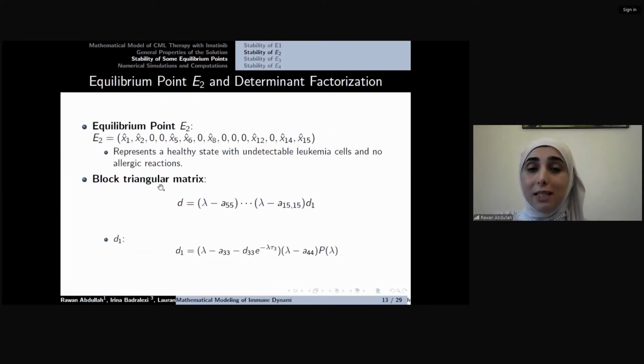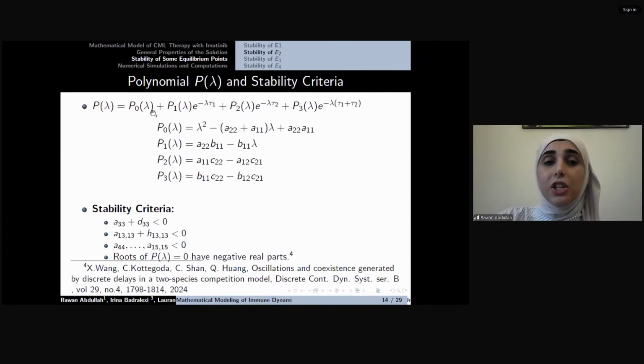Now let's move to the second equilibrium point, which represents a healthy state with undetectable leukemic cells and no allergic reactions. Here is the characteristic equation, and here in the characteristic equation we have the following equation, and these are the stability conditions for this equilibrium point. Now, in order to study the stability condition, the first three conditions are easily studied.